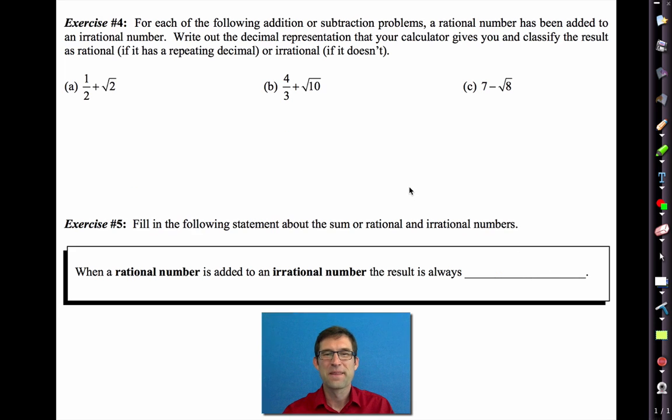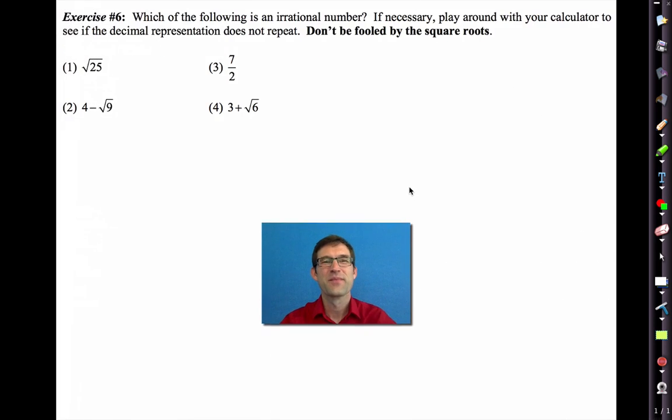All right. Let's do one more problem. Nice multiple choice question. Which of the following is an irrational number? Irrational, not rational. If necessary, play around with your calculator to see if the decimal representation does not repeat. Don't be fooled by the square roots. So pause the video now, think about this problem, and if you absolutely need to, use your calculator. All right, well, let's talk about it.